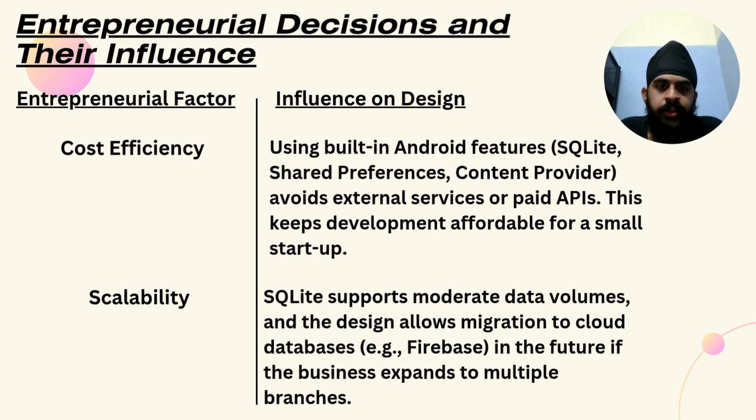Next is scalability. SQLite supports moderate data volumes, and the design allows migration to cloud databases, for example Firebase, in the future if the business expands to multiple branches. This means that Smart Cafe can expand their database into the cloud in case their company becomes more successful. For now, they can keep it in a private database so they can access their own database more easily.